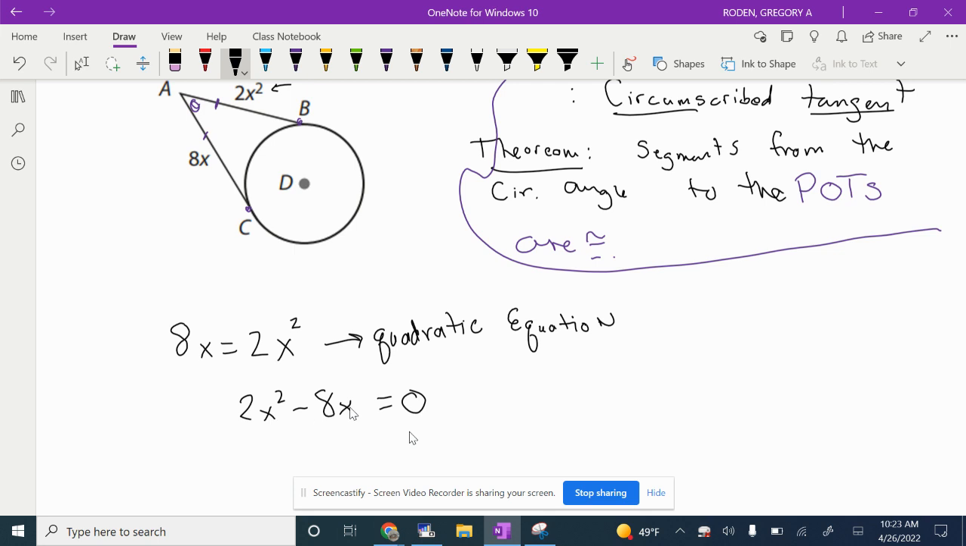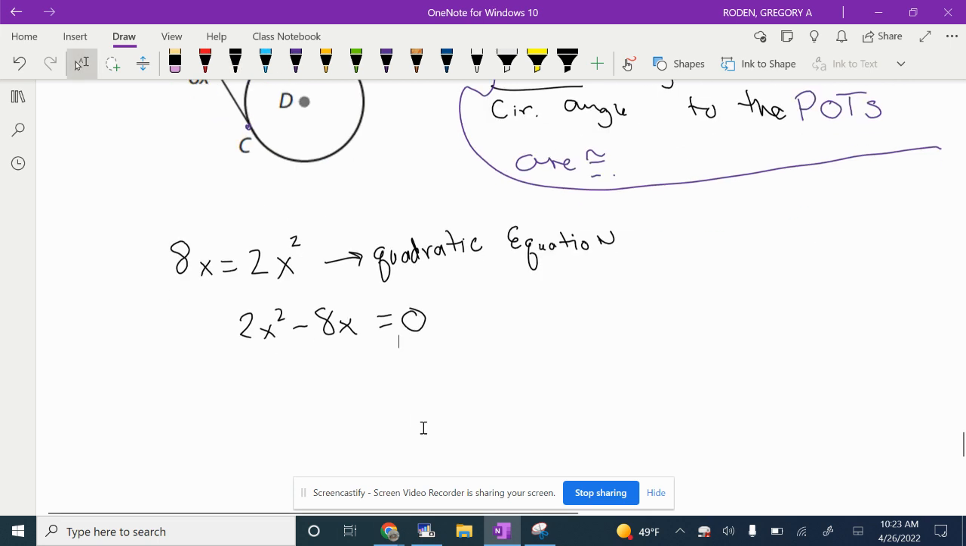2x squared minus 8x equals 0. Absolutely. This is a simple algebra question. Now, how do we solve quadratic equations? Well, the easiest way to solve a quadratic equation is to factor them.